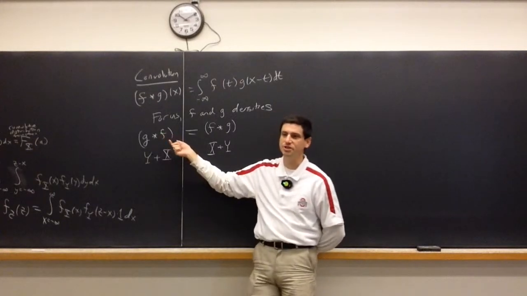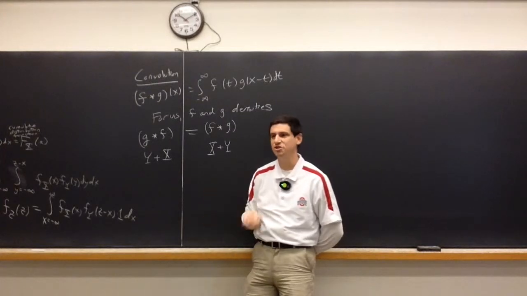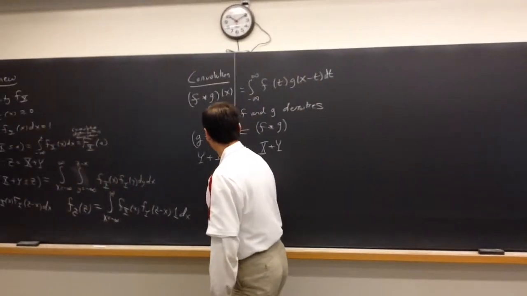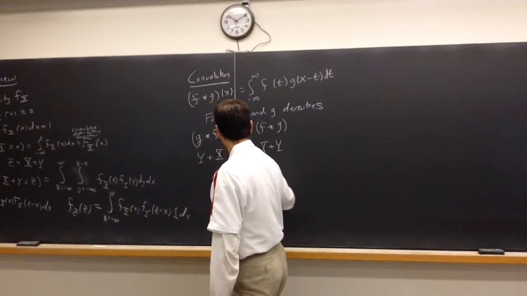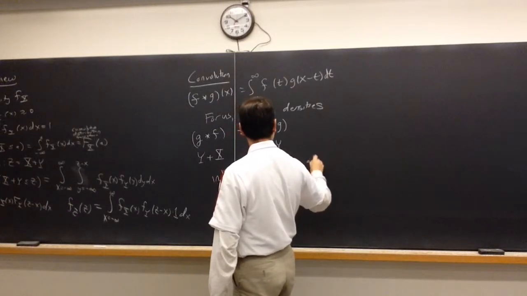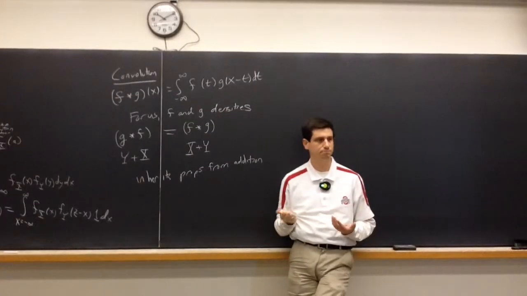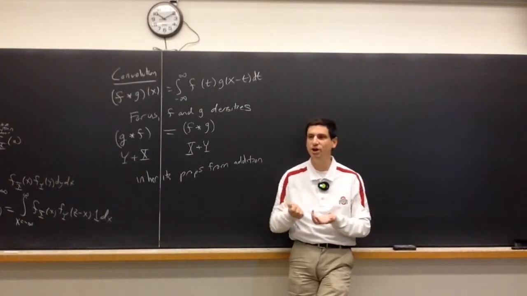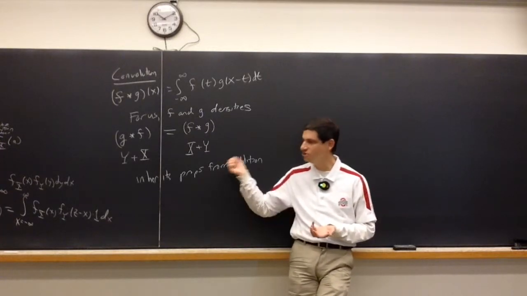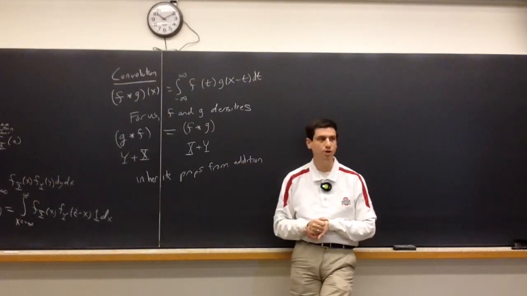You also can get associativity, f star g star h. It doesn't really matter how you put the parentheses in. You're just using the associativity and commutativity of addition. So it inherits properties from addition. This is nice. Whenever you have a new operation, if you're building it off of old ones, it's nice when your old properties survive. Addition is commutative. Addition is associative. This new convolution has these wonderful properties.